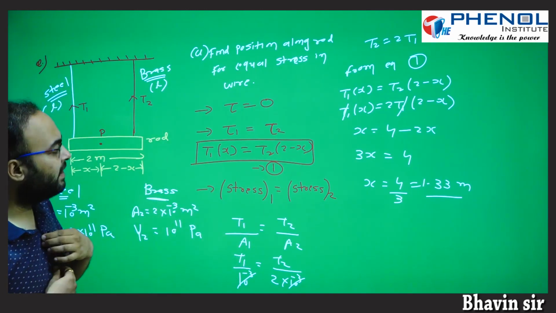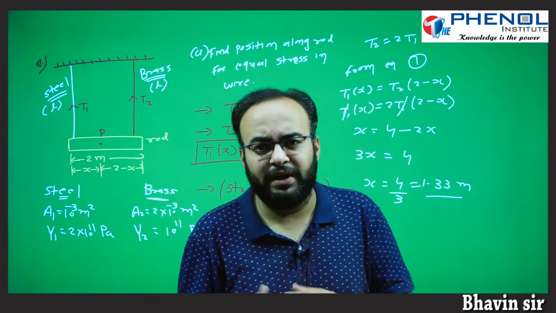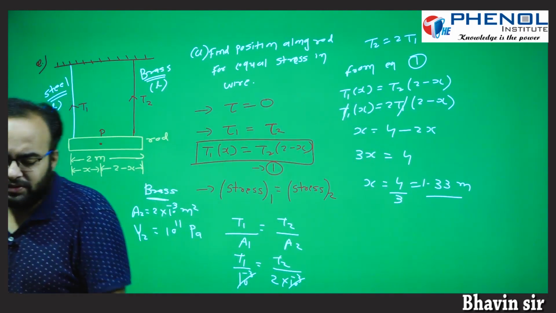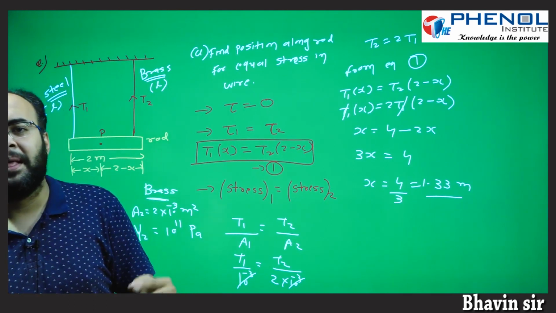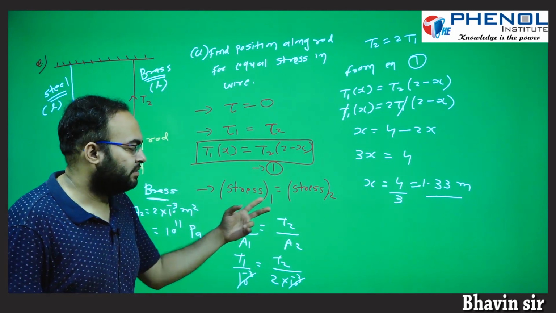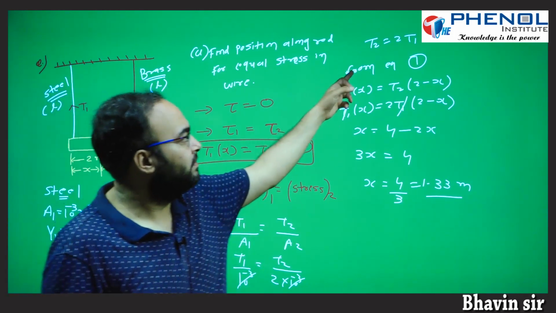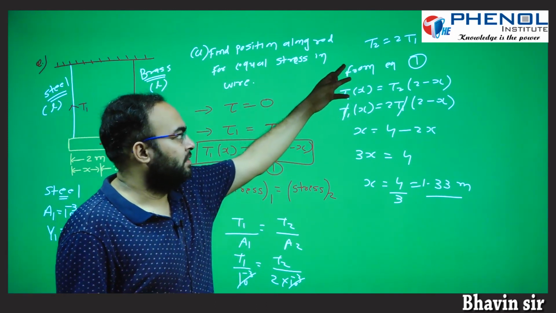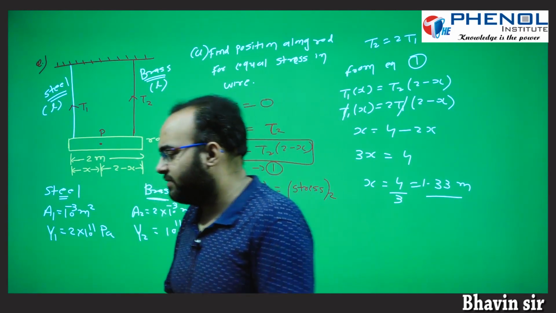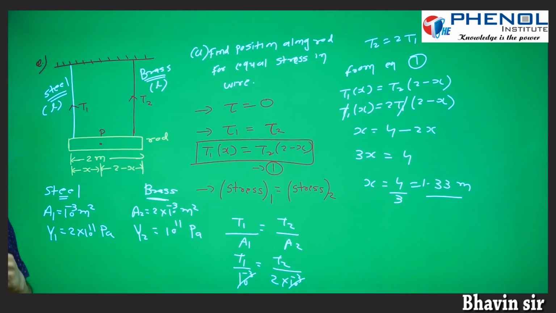Now what do we want to find? We want to find the position where stress are equal. So stress 1 equals stress 2. Stress means force by area, and what is the force here? Tension force. So we write T1 by A1, T2 by A2. So clear? Then we obtain T2 is equal to 2T1, then placed in equation 1. Chalo. Okay students, so this is our first case in which we want to find position along the rod for equal stress in wire.